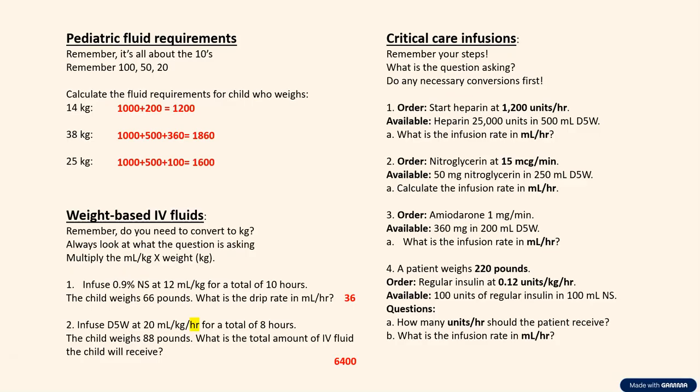Let's start with a heparin problem. The order states start heparin at 1,200 units per hour. I have an available dosage of 25,000 units in 500 milliliters of D5W. What is the infusion rate in milliliters per hour?